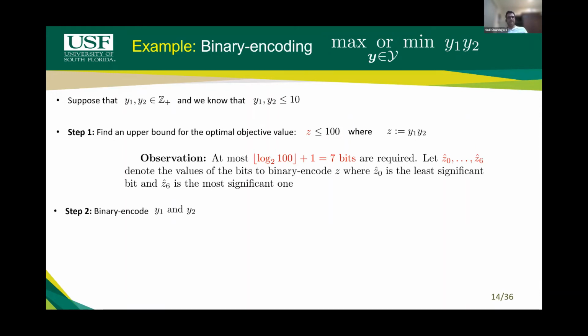And then first, in the next step, what I'm going to do is binary encode y1 and y2 because I'm going to multiply them together. So you write linear equations to do the job. So this is the binary encoded version of y1. This is the binary encoded version of y2.